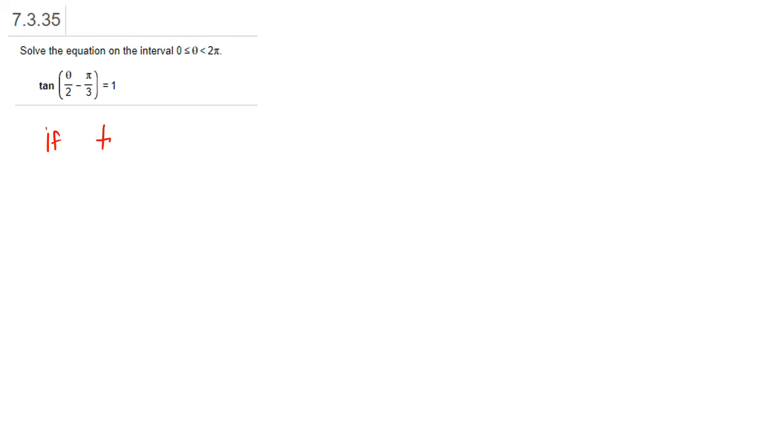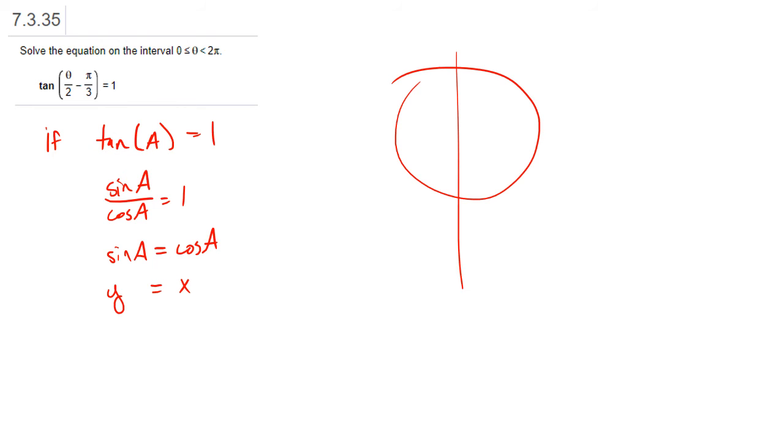Now, if the tangent of an angle, and I'll just call it, let's see, not theta, because theta is being used for something, let's call it the tangent of capital A for angle, equals 1, then the sine of the angle over the cosine of the angle is equal to 1. In other words, the sine of the angle is equal to the cosine of the angle. So the y-coordinate is equal to the x-coordinate. So in our standard unit circle, if I draw the line y equals x, it goes right like this. And we see that there are two angles, pi over 4 and 5 pi over 4, for which the tangent is 1.